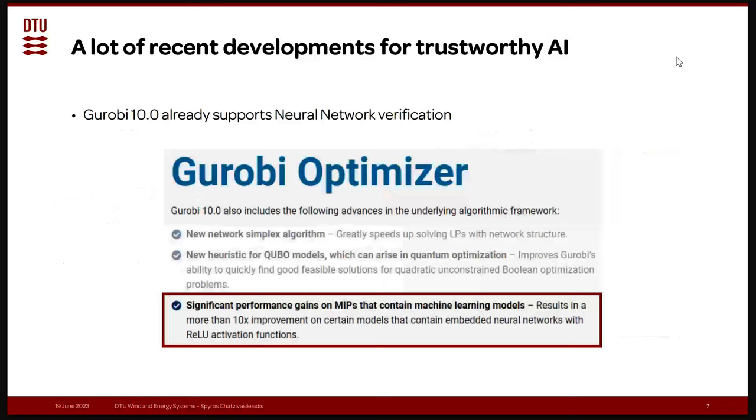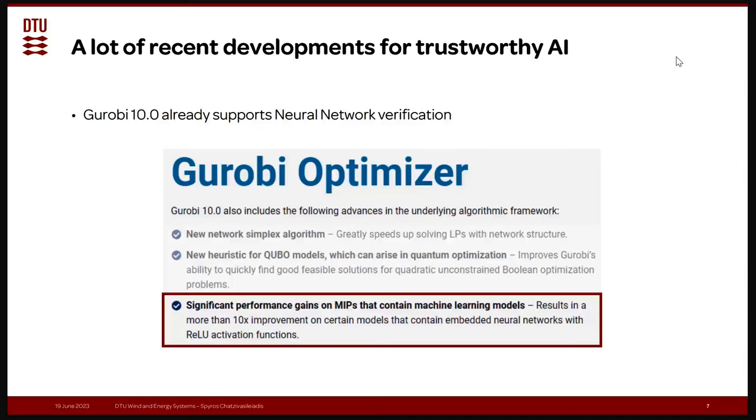Gurobi just recently published their new version. Who doesn't know Gurobi? Gurobi is an optimization solver. It solves linear programs like DCOPF, also nonlinear and mixed integer linear programs, right? It's very popular, and very good for mixed integer linear programs, okay? As we're going to see, verifying neural networks is a mixed integer linear program in its basic form. Gurobi actually added that to their capabilities and has optimized code for it. So you can also verify neural networks now.